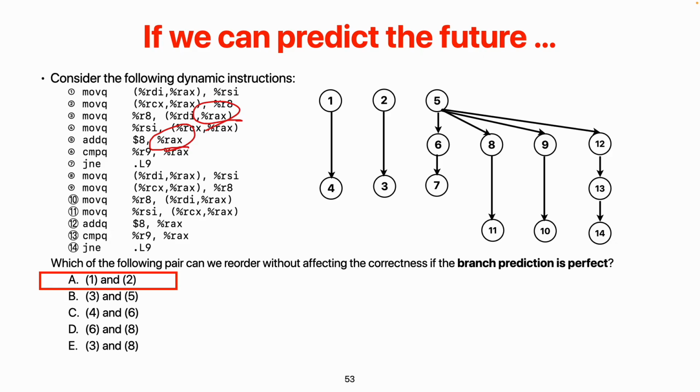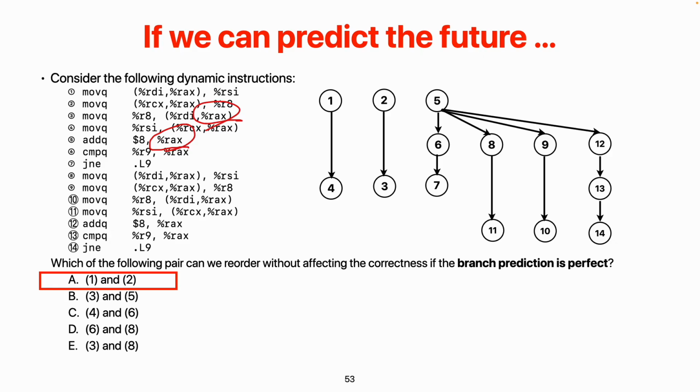Okay, how about 4 and 6? They also don't have any data dependencies, right? But what happens if I try to reorder 4 and 6? For 6, it won't get the right RAX. For 4, it will also not get the right RAX. So it's all because of the problematic RAX.